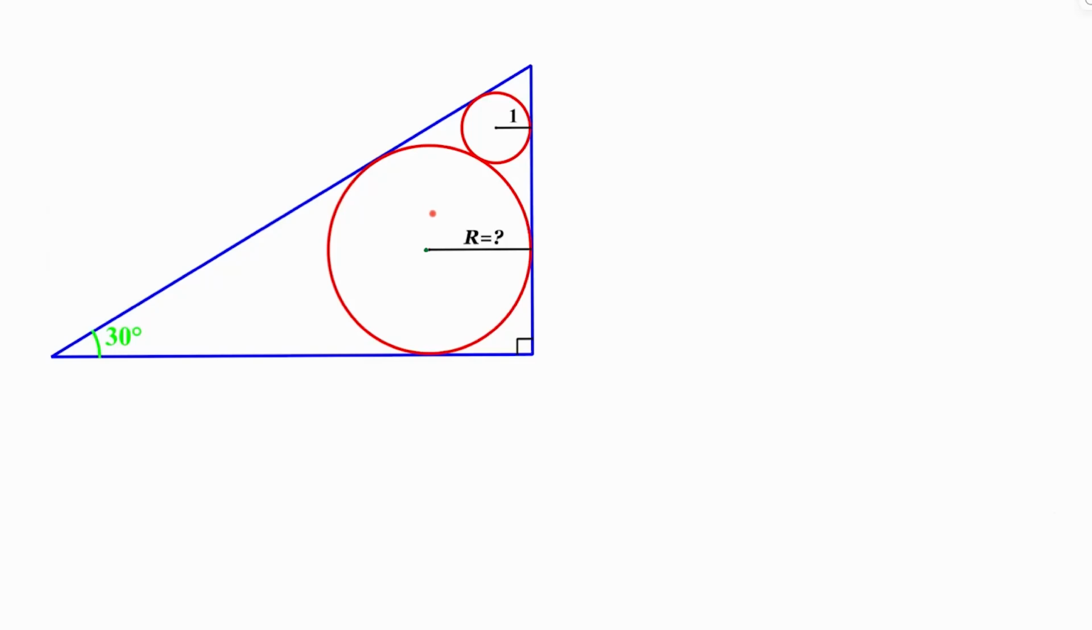In today's video we are going to find the radius of this big circle. We have a right triangle here and inside it we have two circles. One has a radius of 1.